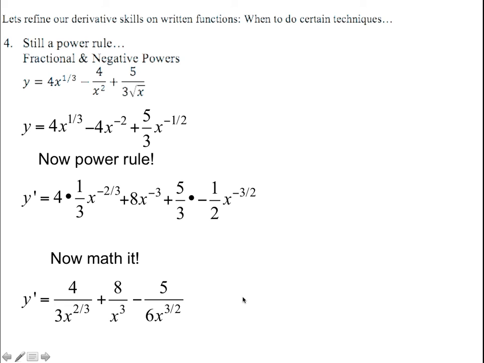So at this point, you're going to want to pause the video because I'm going to start the solution to number 5. So you're going to want to try 5 first, and then come back to see the solution to 5.